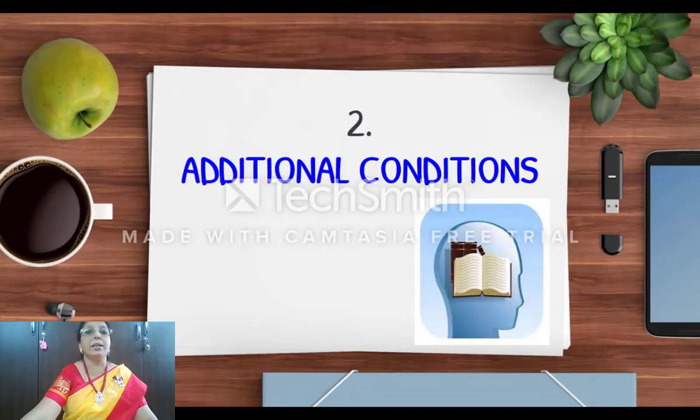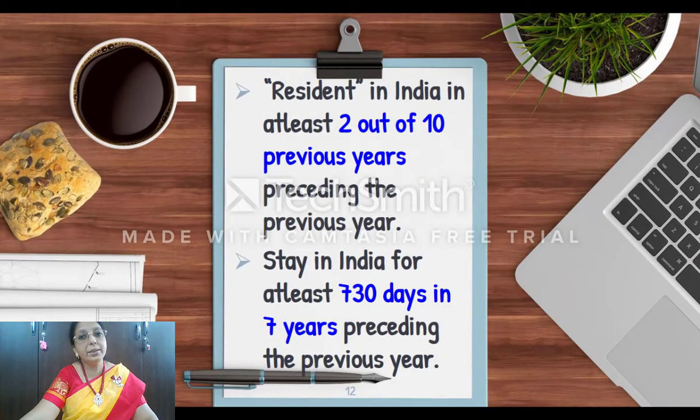So the additional conditions, again we have two. They are: resident in India for at least 2 out of 10 years prior to the previous year, and the second additional condition, stay in India for at least 730 days in 7 years prior to the previous year. So once a person fulfills one basic condition, we go on to checking the additional conditions. And if he fulfills both the additional conditions, he becomes ordinarily resident.